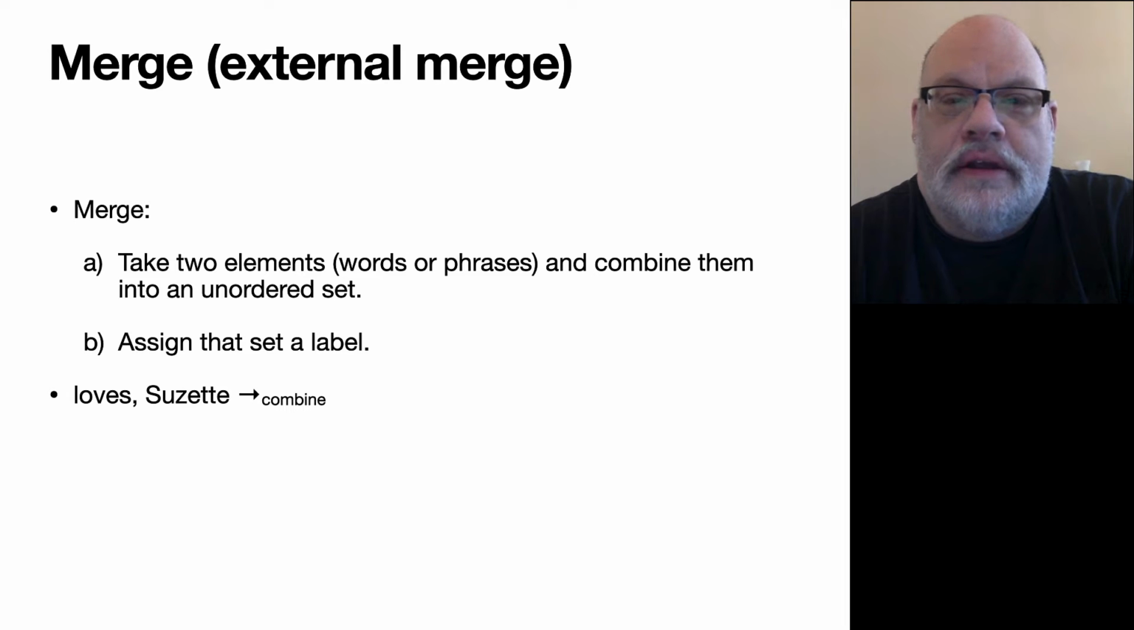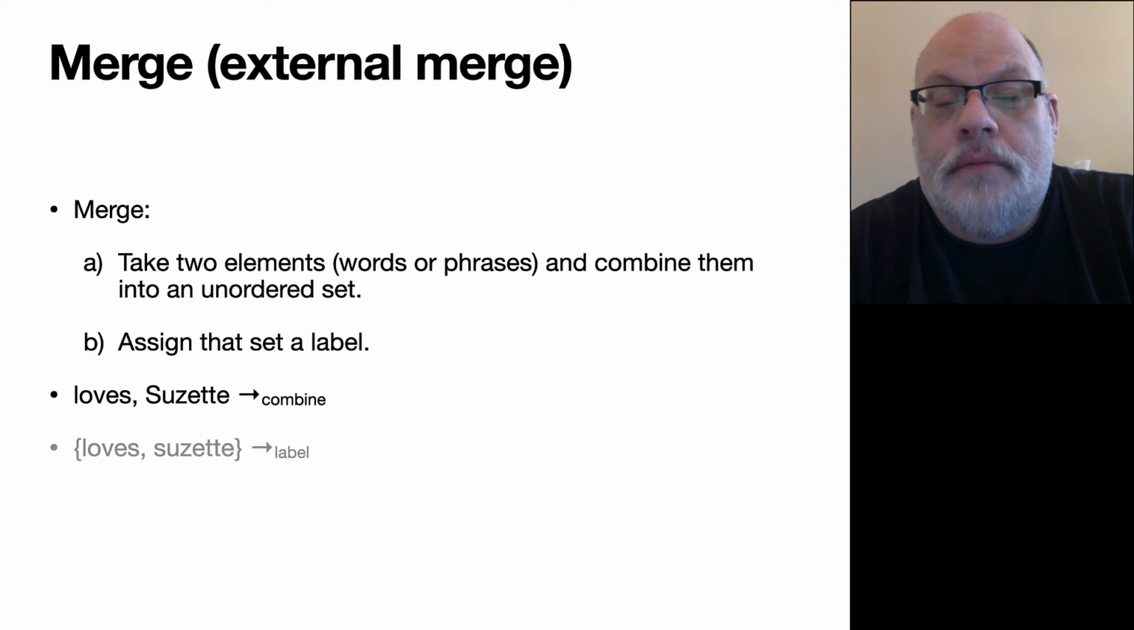So let's look at an example of how this looks. It is quite different from what you're used to, so just hold on. It's not actually that different in the long run. So we're going to take two words, loves and the noun phrase Suzette, and we're going to combine them together into an unordered set, loves Suzette.